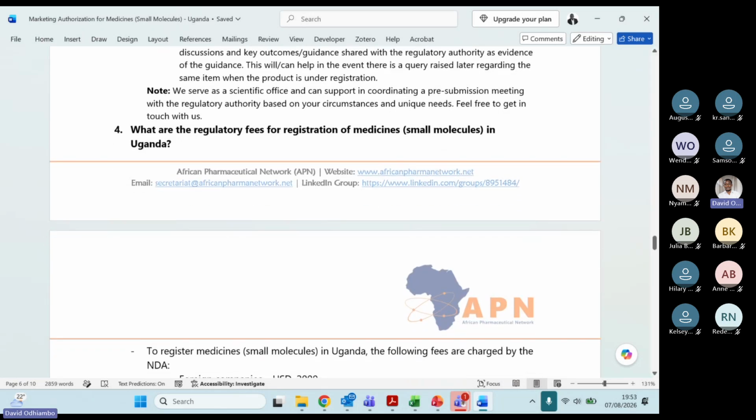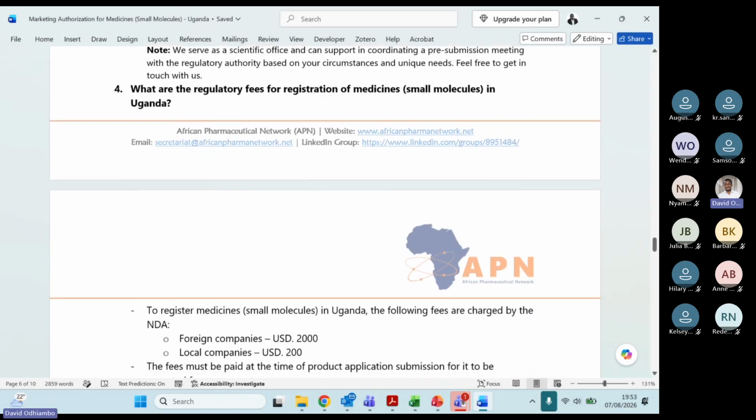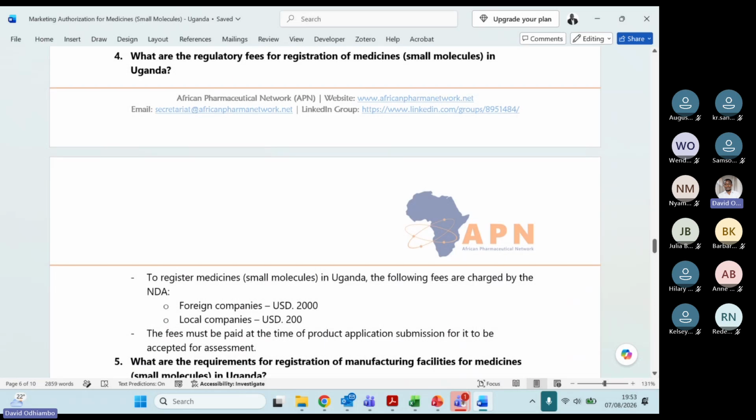I just indicated we are a scientific office, and in case somebody needs any support, we'll be more than glad to support those who are here, and we'll see how that would work.